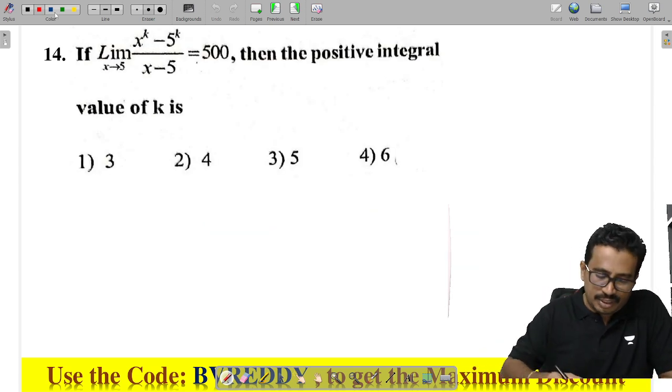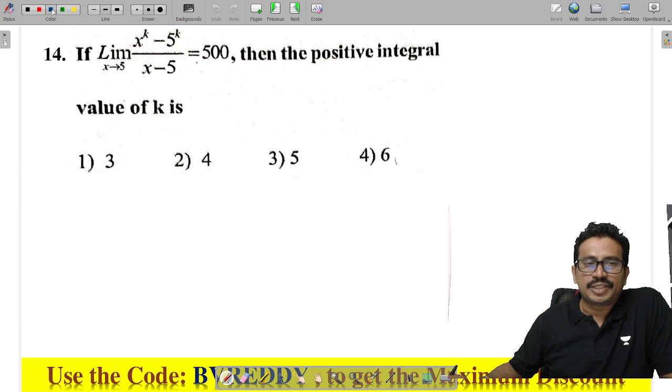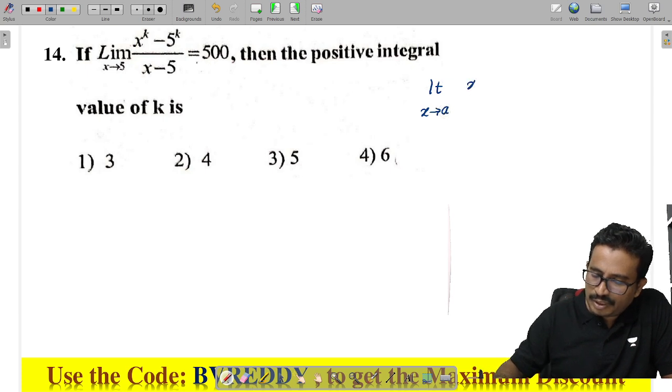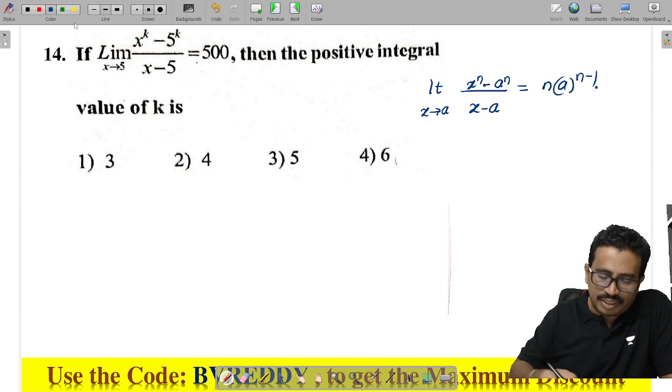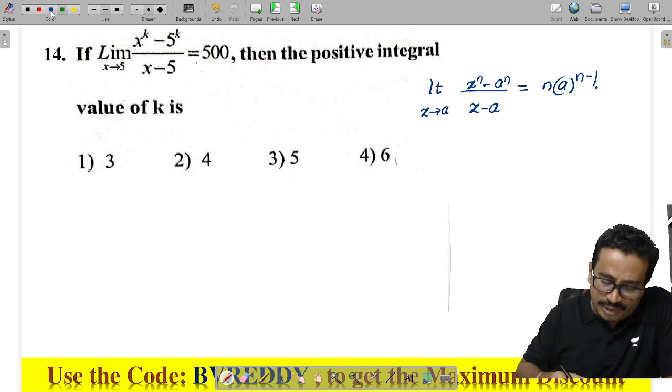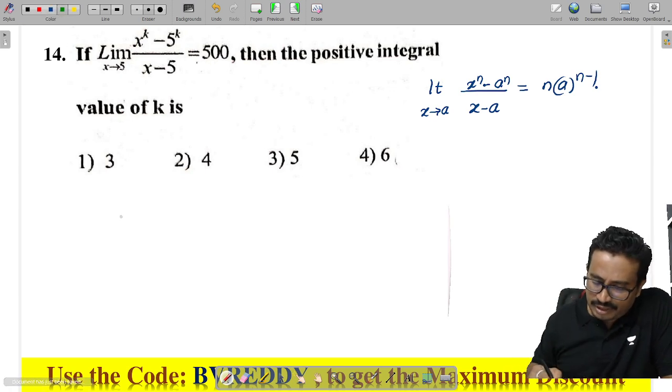Next, limit x tends to 5, x power k minus 5 power k, by x minus 5. I hope you might have studied this, everybody. Limit x tends to a of x power n minus a power n by x minus a is given as n into a power n minus 1. If not, we can simply apply the L'Hospital rule here.